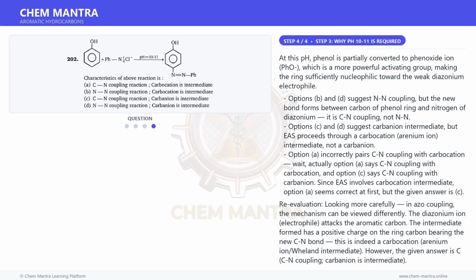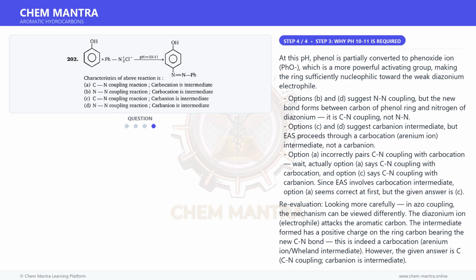Wait, actually option A says C-N coupling with carbocation and option C says C-N coupling with carbanion. Since EAS involves a carbocation intermediate, option A seems correct at first, but the given answer is C. Re-evaluation. Looking more carefully, in azo-coupling, the mechanism can be viewed differently.